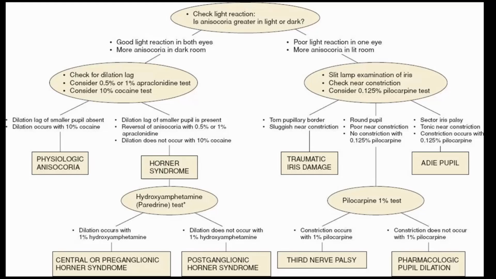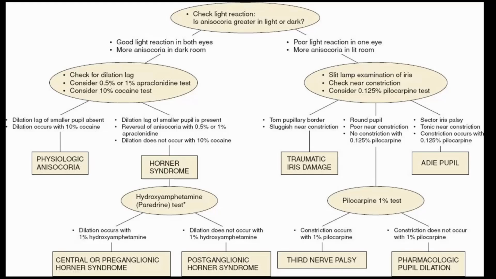Once we diagnose Horner syndrome, we have to localize the lesion. We do the hydroxyamphetamine test, or we can also do the 1% phenylephrine test, to know whether it is preganglionic or postganglionic Horner's. Next, when we find anisocoria more in the bright room, we should do a careful slit lamp examination, check for near constriction, and consider the 0.125% pilocarpine test.